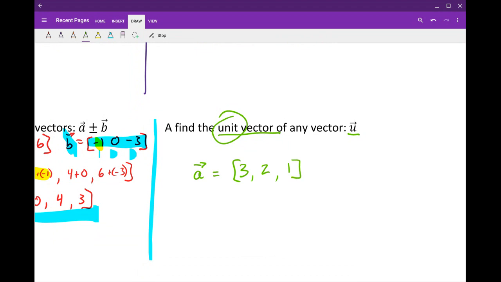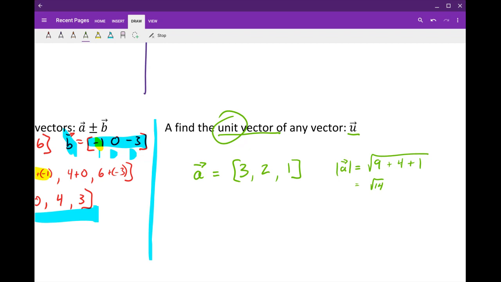Now I can make a vector. Now what's the magnitude of this vector? Well, let me just say the magnitude of this vector is 9 plus 4 plus 1, rooted. So 9, 10, 11, 12, 13, 14, root of 14. And there we have it. That's the magnitude of that vector.